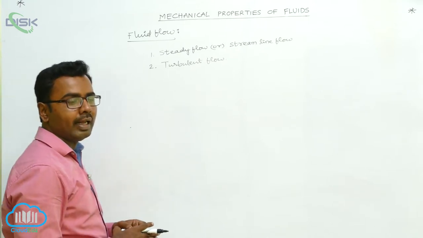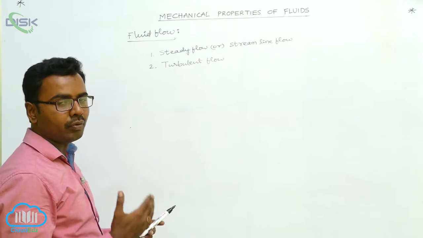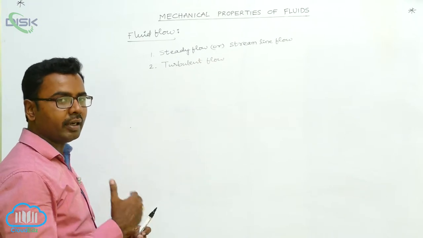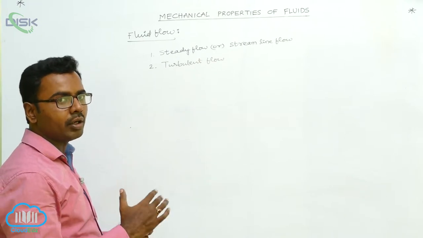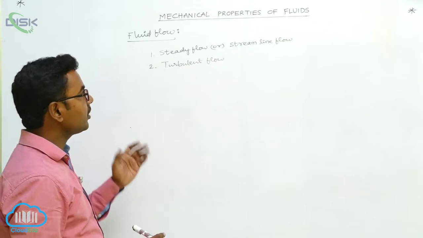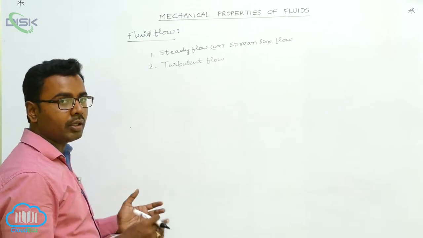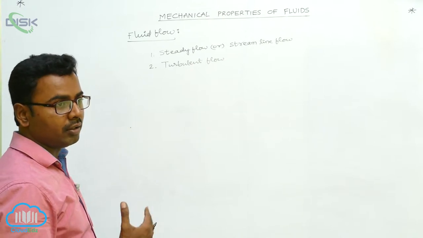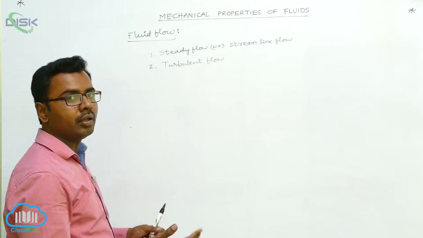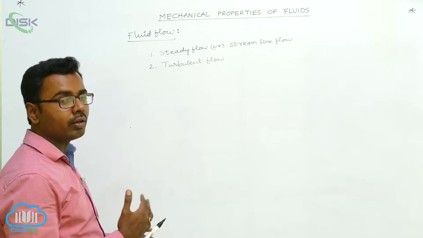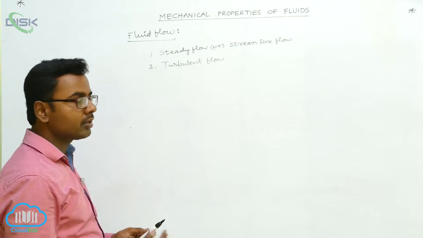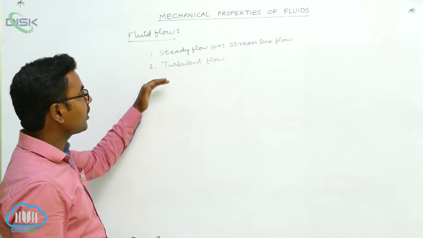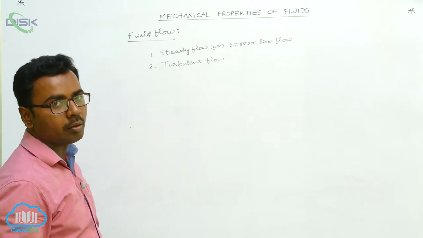For example, consider the flow of water in a canal. In a canal, water flows very slowly. That can be considered as a steady flow or streamline flow. Now, let us consider the flow of water in case of floods. During the floods, water flows heavily with a large speed, with a maximum speed. That can be considered as the turbulent flow.